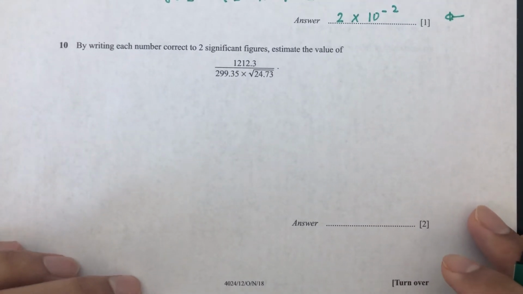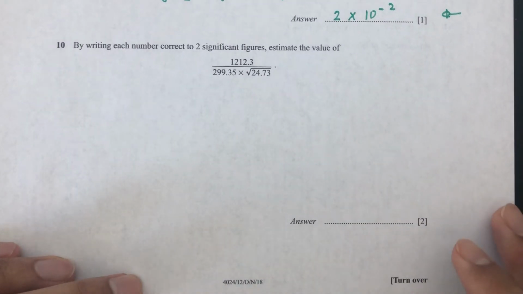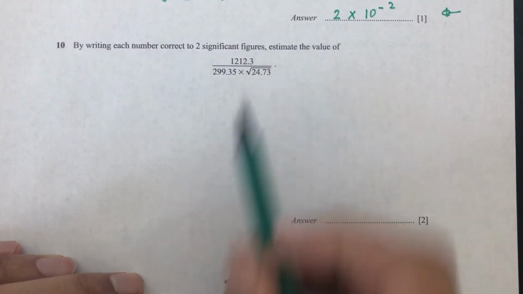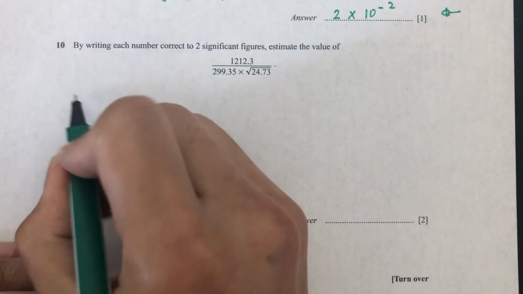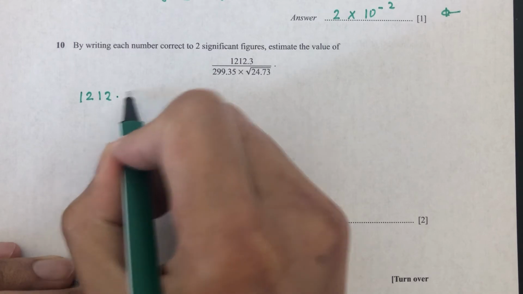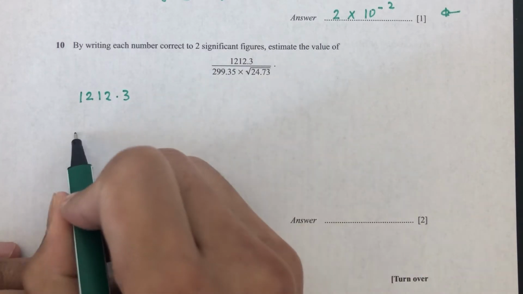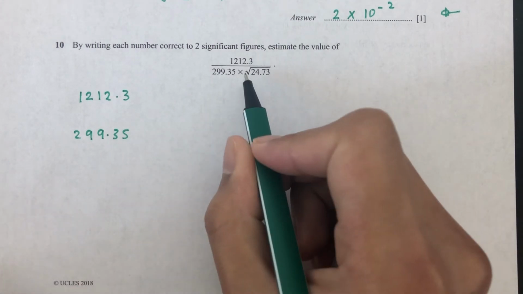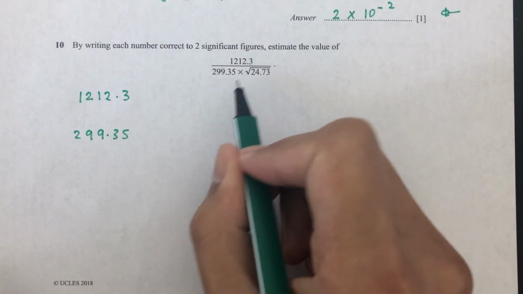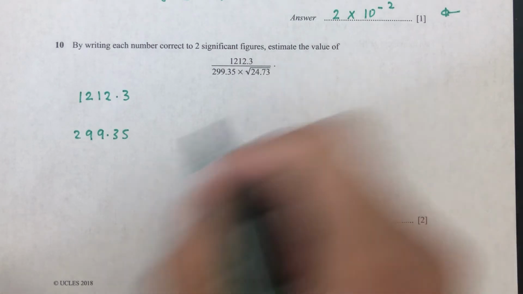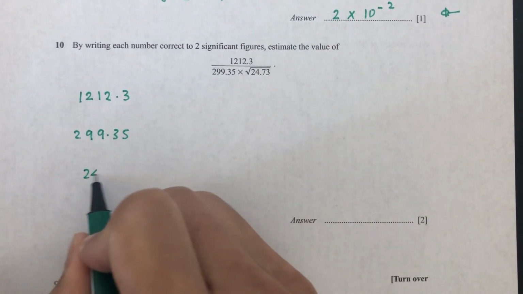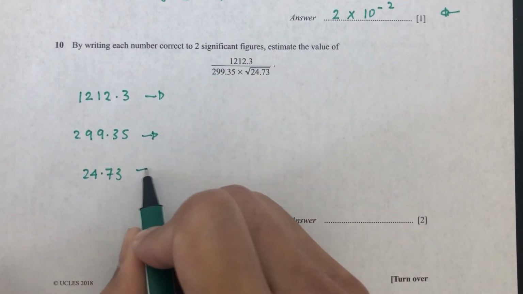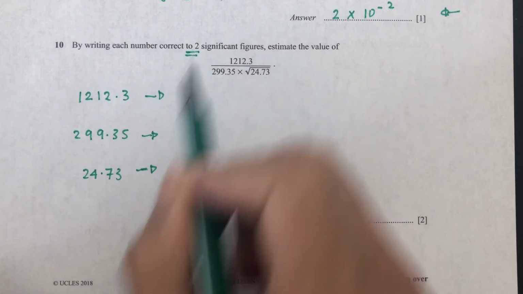So now for question number 10, by writing each number correct to two significant figures, estimate the value of this fraction. So here we have 3 numbers. The first number is 1,212.3. Second number is 299.35. And third number is square root of 24.75. But for now, we will just forget about the square root and write what's inside, which is 24.73. So we have to rewrite them down as a number correct to two significant figures.